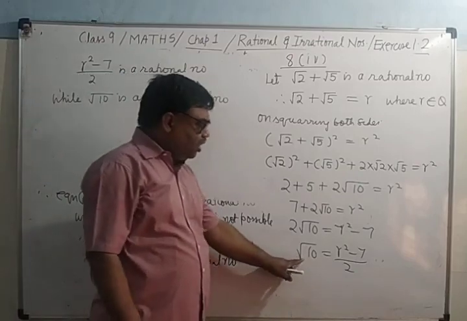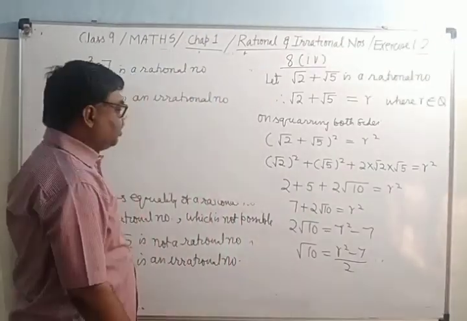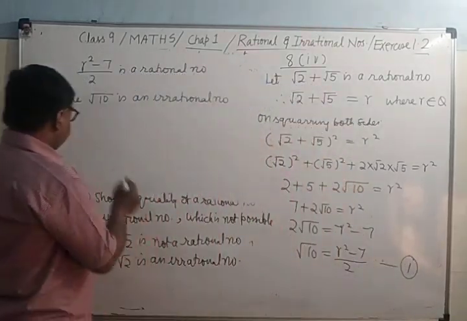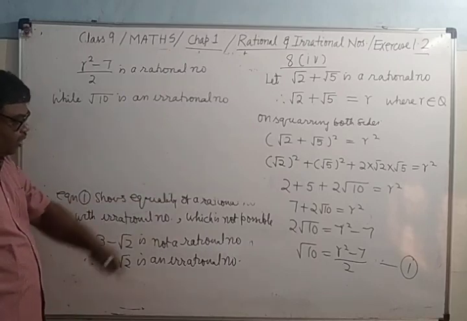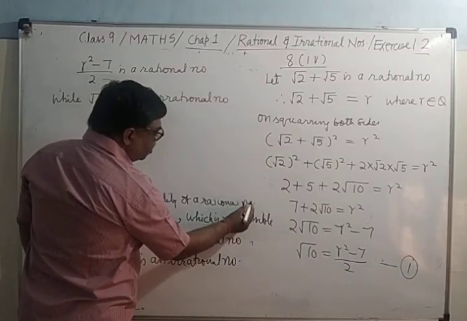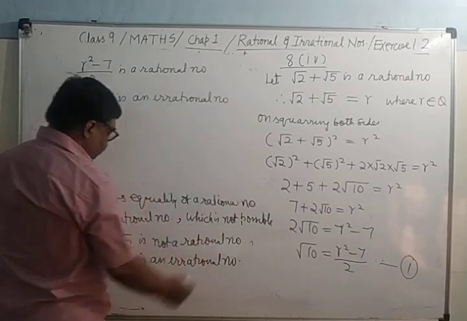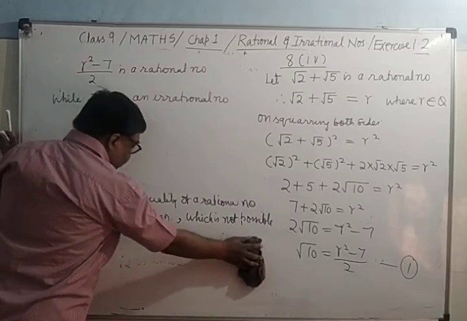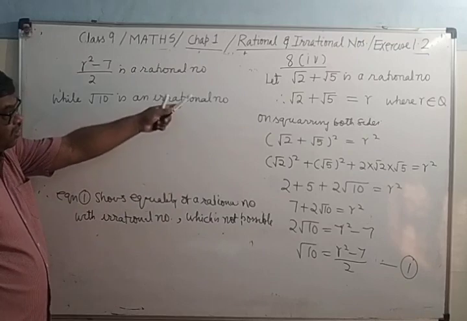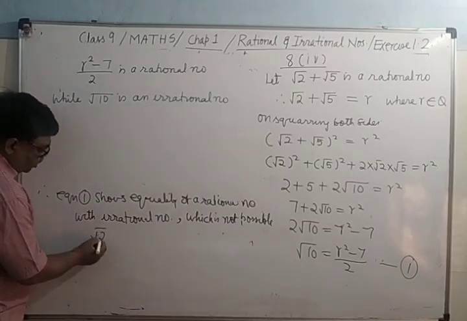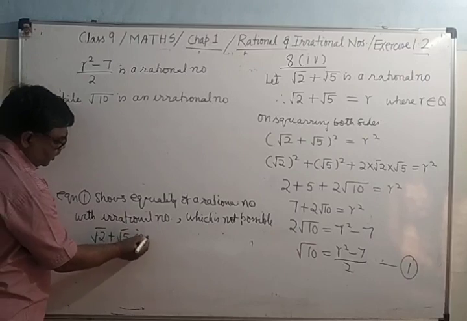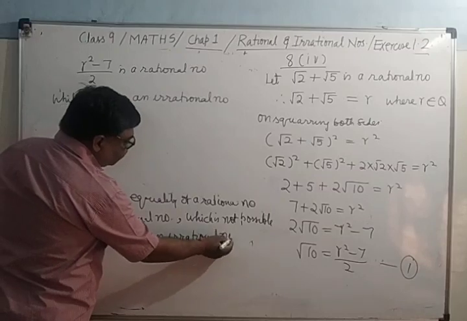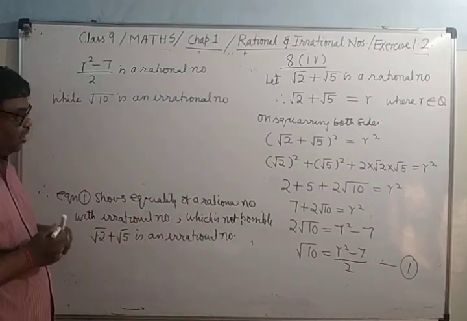So this shows the equality of an irrational number with a rational number. So you write down: equation 1 shows the equality of a rational number with an irrational number, which is not possible. Therefore, what we took in the beginning, root 2 plus root 5, is an irrational number. It's clear?